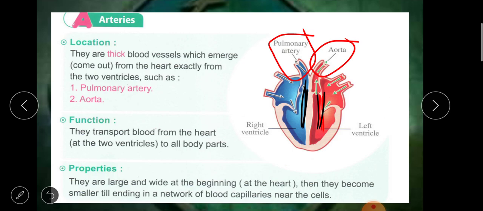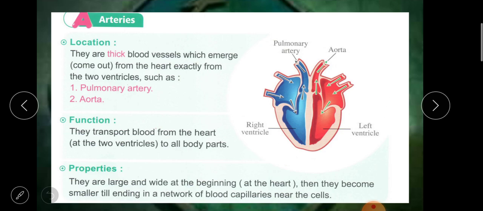So, the arteries are thick blood vessels that come out from the heart, exactly from what? From the 2 ventricles. Like what? As we said before, like the pulmonary artery and the aorta. What is the function of these arteries? They take the blood from the heart, or from the 2 ventricles, to all the body parts. So the blood that's found in the heart, the arteries like the aorta and the pulmonary artery will take this blood and give it to all the body parts.